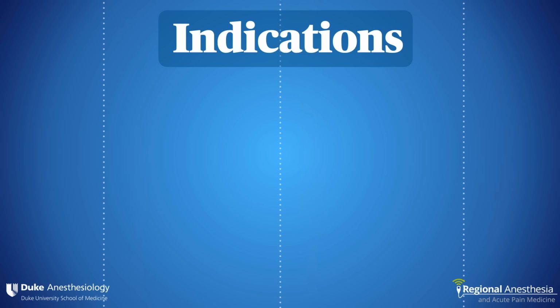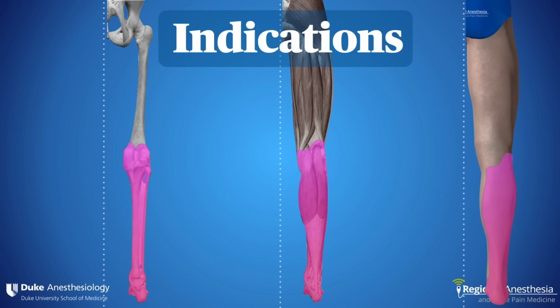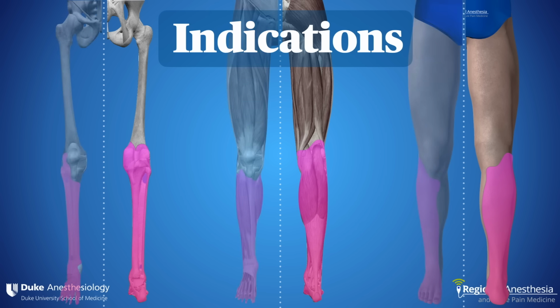This block provides complete anesthesia or analgesia to the bone, muscle, and skin of the calf, ankle, and foot, with the exception of the skin and small bony contribution at the medial ankle supplied by the saphenous nerve. We use this block routinely for major foot and ankle surgery, ankle fracture repair, bunionectomy, and occasionally for tibial fracture. It's an excellent option for below knee or transmetatarsal amputation too.